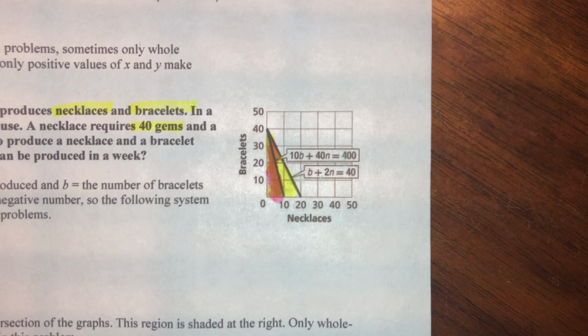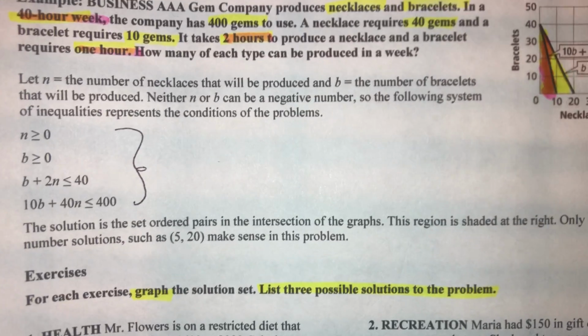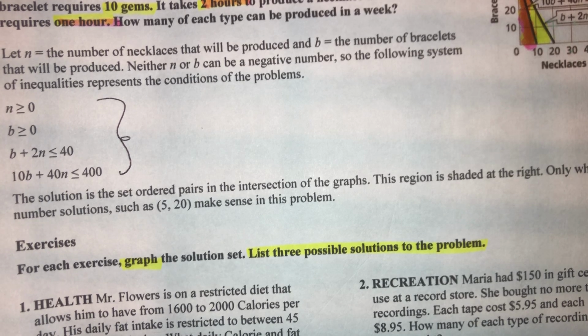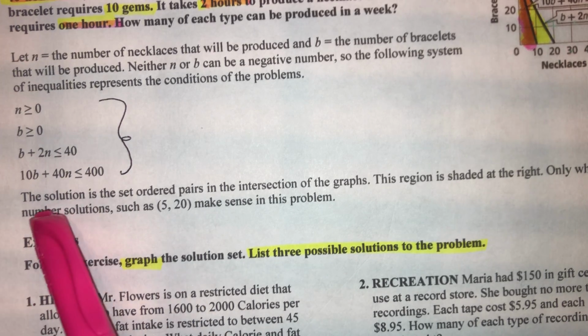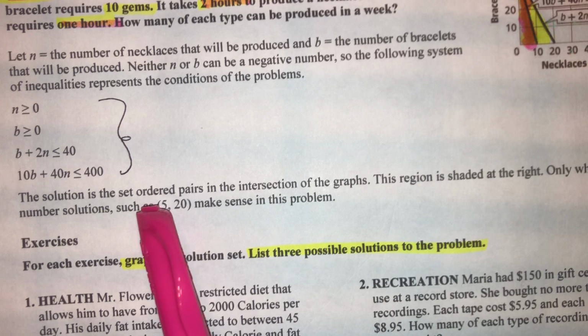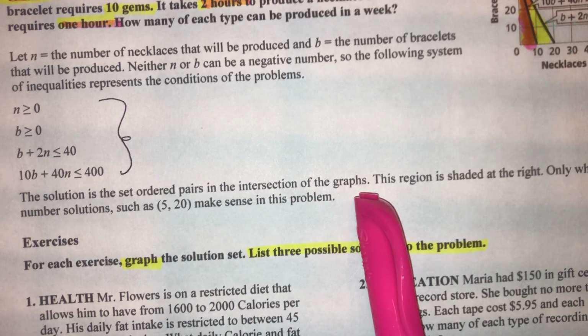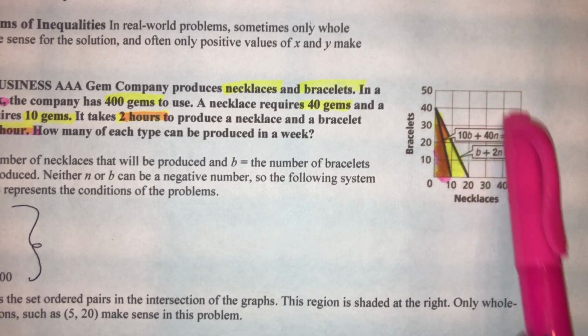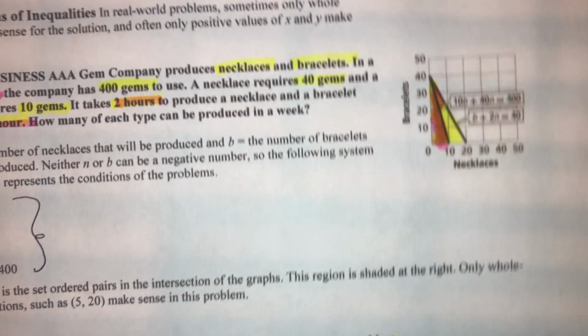So that's what the directions are talking about. It doesn't make sense to have just any numbers in there. It has to be whole numbers. So the solution set, the solution, is a set of ordered pairs in the intersection of the graphs. That's this pink region here that we highlighted. That's where all of them have stuff in common, in the little pink region.